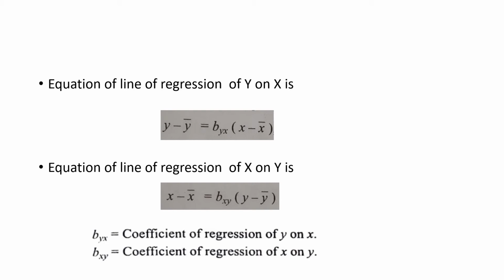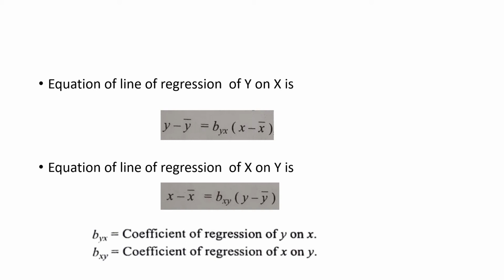This equation is very easy to remember. An easy method is here: byx indicates the coefficient of regression of y on x, and bxy is known as the coefficient of regression of x on y. The coefficient of regression of y on x, or byx, is used when you want to determine y. In byx, y is coming first. In bxy, x is coming first. So, bxy can be used for determining x.